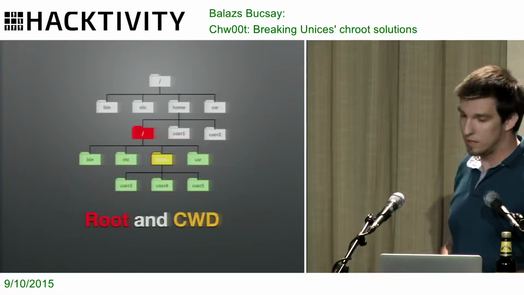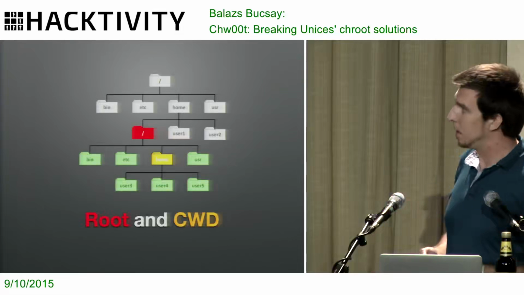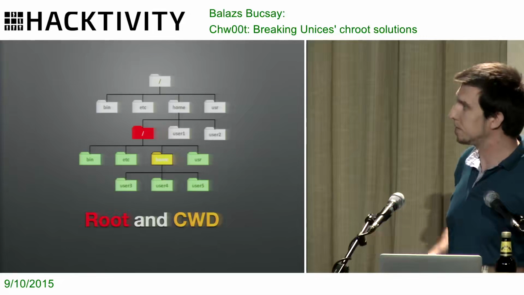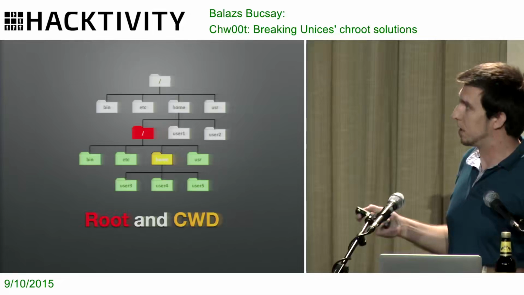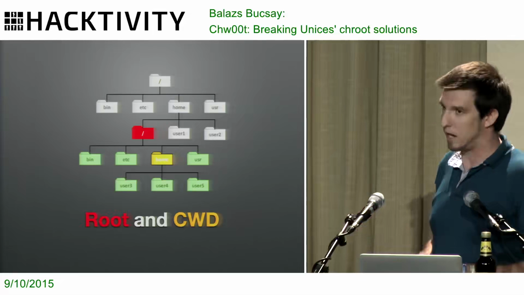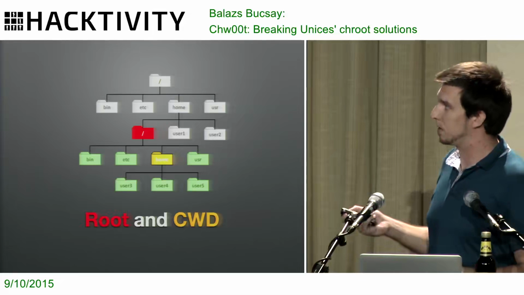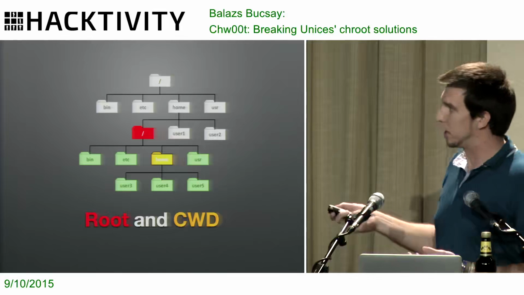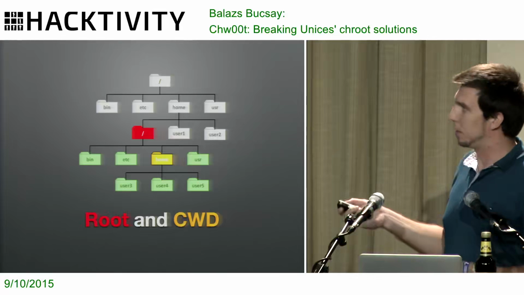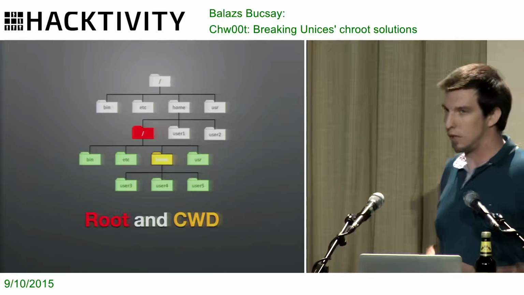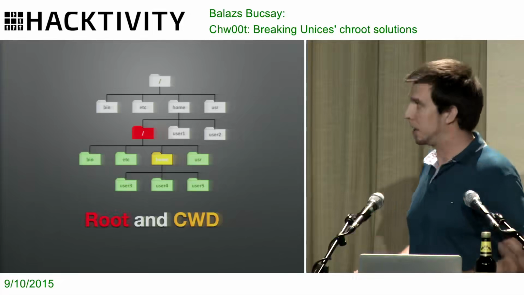So let me show you. This is the full file system. We have the process which is already chrooted in here. This is the original root, but it's not accessible, and these gray directories are not accessible from the process. This is the root directory of the process, and everything below it is accessible for the process, of course. And we want to break out. This is the basic scenario, right?